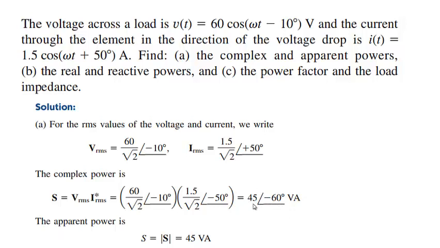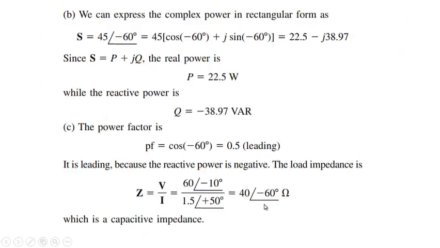So it is 22.5. Similarly, the reactive power will be 45 sine of 60 degrees, and it will be minus. Minus means it will be negative. It is capacitive, and power factor will be leading. So we can express it in rectangular form as 45 cos 60, that is 22.5, and 38.97. So P is 22.5 and Q is minus 38.97. The power factor angle is this, cos of minus 60, but leading because this comes out to be negative. So it is leading because reactive power is negative.